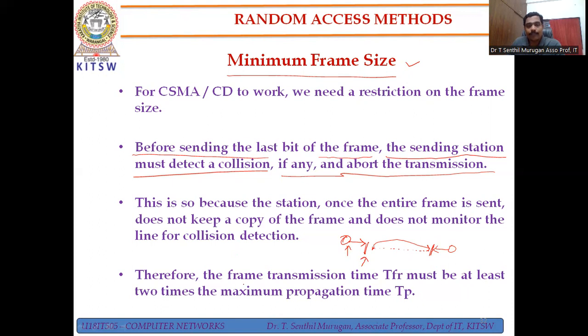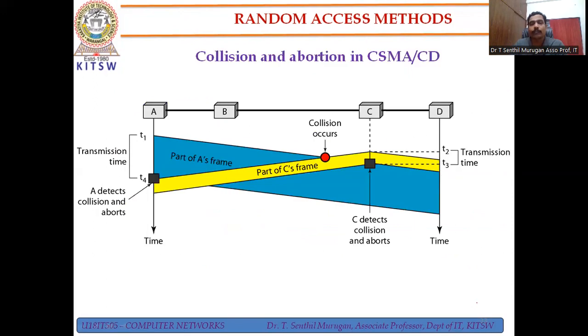So for that, the frame transmission time TFR, just to remind you, must be at least 2 times the maximum propagation time. So 2 times means 2 into maximum propagation time. So what they are saying is that TFR must be at least twice the propagation time.